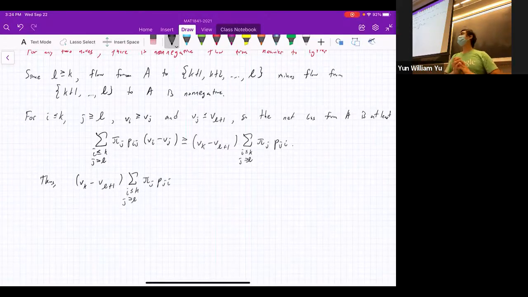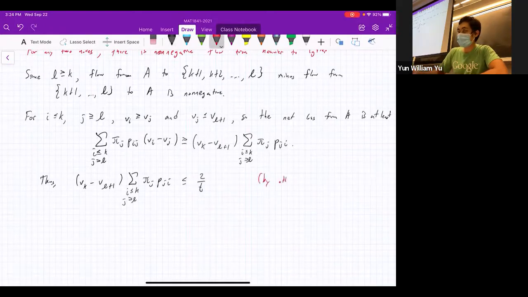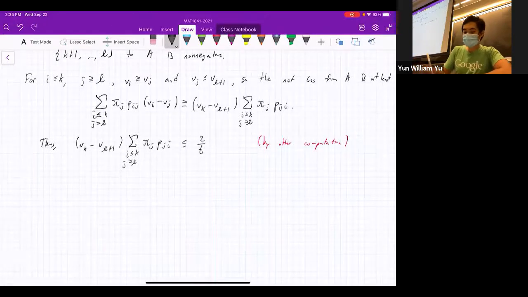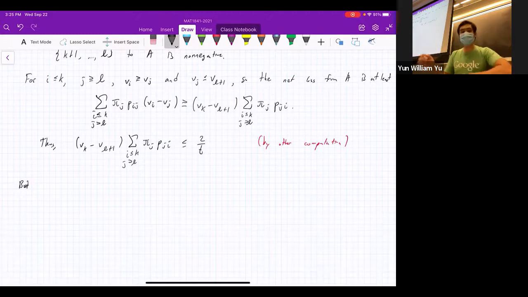What do we know about that? So remember, the whole premise of this lemma is we're computing probability flows two different ways. This is one way of computing the probability flow. Did we compute the probability flow a different way earlier? Yeah, so we know that this is also less than or equal to 2t by our other computation. Okay, so now we have a bound on this by using both our computations separately.